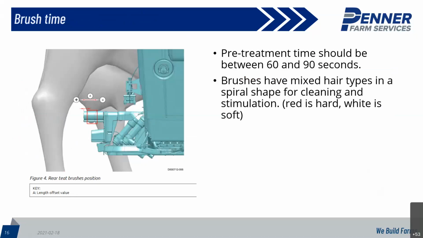The brush time. The pre-treatment should be set between 60 and 90 seconds. I think Al briefly touched on that earlier in the presentation. And a nice thing to note maybe, the brushes have mixed hair types actually. Red is a hard type and white is a soft. It's designed in a spiral shape. The reason for this is so while it's brushing, the udder is actually getting cleaned and stimulated. And by having the hard and soft, it will imitate a sucking calf.